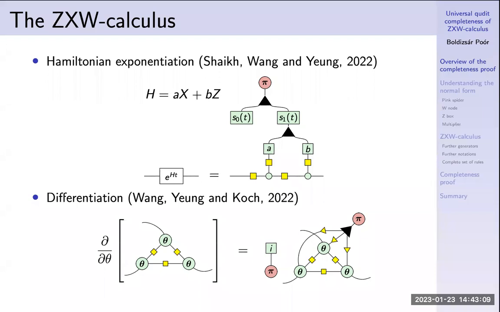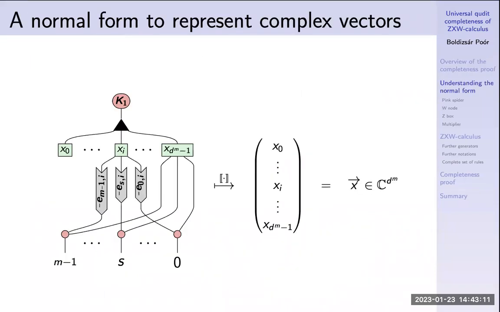All right, and one interesting thing is that we have a nice normal form in the ZXW-calculus. Given an arbitrary vector x of dimension d to the power of m, we can represent that vector in the ZXW-calculus. At this point, it should be a bit unclear what this actually means, but let's explore it. First of all, we are working in the qudit version of the ZXW-calculus, not the qubit.